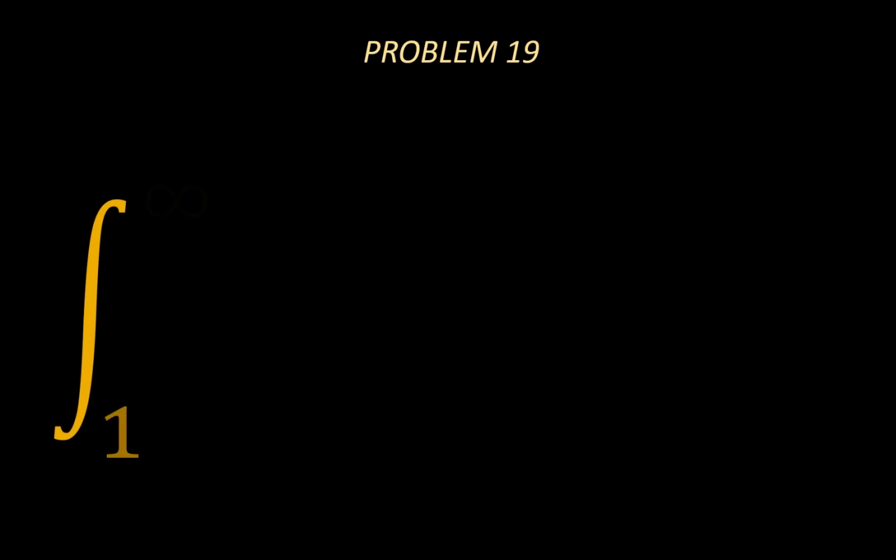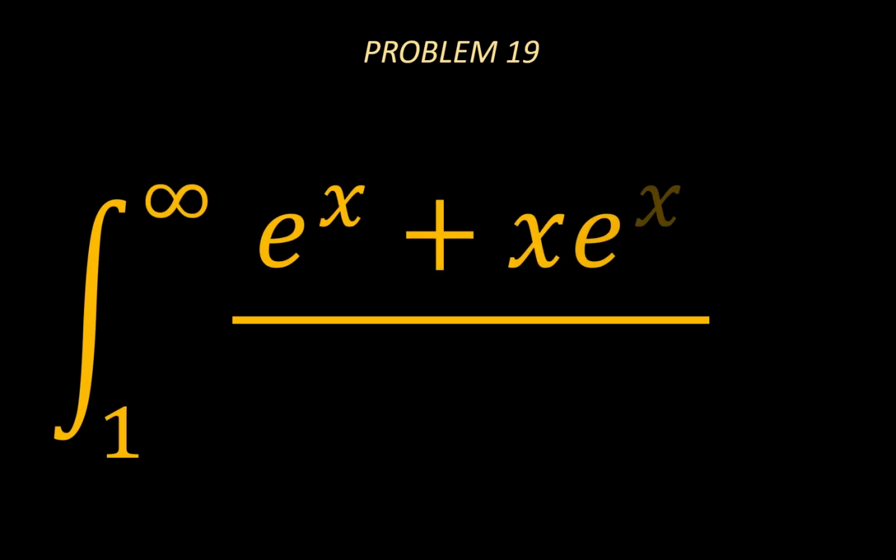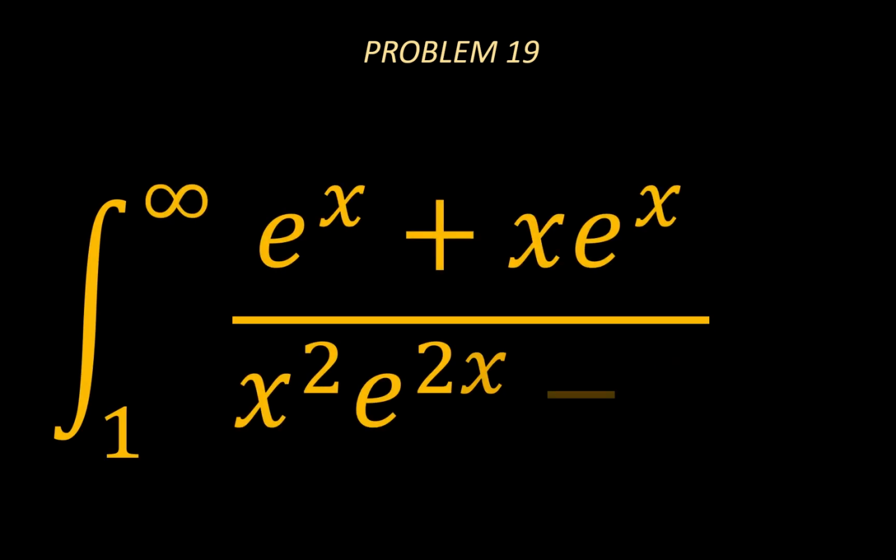So problem 19 is the definite integral from x equals 1 to x tending to infinity of e to the power x plus x times e to the power x all over x squared times e to the power 2x minus 1. So the first thing that I usually would be interested in is I look at the denominator here and I see a square.